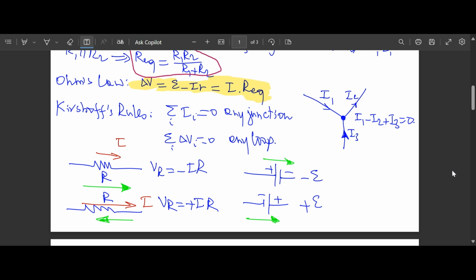So while you do a loop, you could enter a resistor in the direction of the current. If you do so, you say it is minus IR. If your current is opposite to you, you say plus IR. When you enter the battery by the positive side, what do you say? You say minus. When you enter in your direction by the negative side, you say plus. We'll do an example of this, of course.